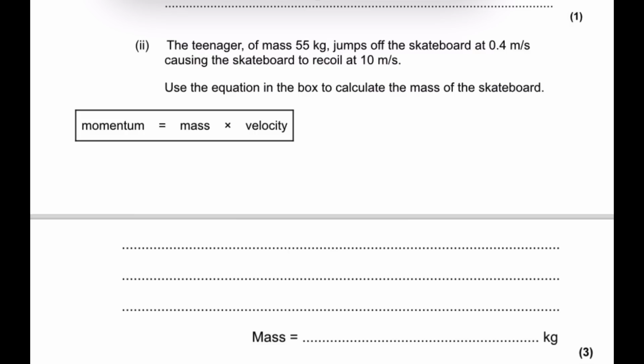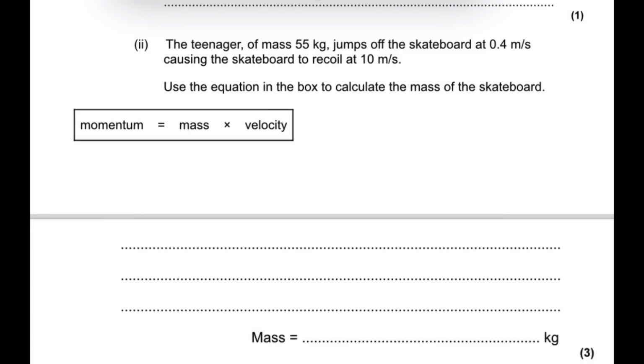The teenager of mass 55 kg jumps off the skateboard at 0.4 meters per second, causing the skateboard to recoil at 10 meters per second. Use the equation in the box to calculate the mass of the skateboard. Looking at our rule before, that the momentum before equals the momentum after, and they tell us that the momentum is mass times velocity, so we can say that the m1 times the v1 equals the m2 times the v2.